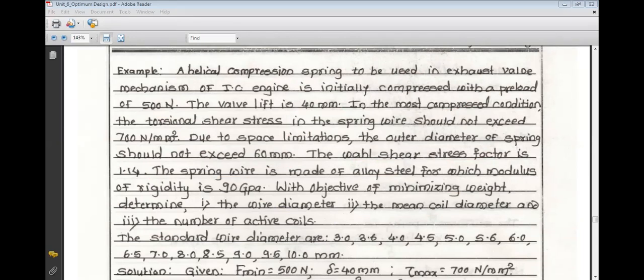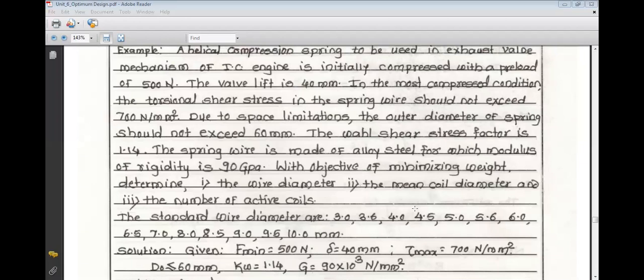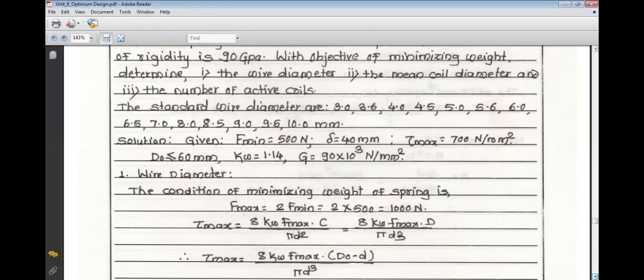So what are the given data in this problem? First, the force is given, that is minimum force 500 Newton. Then the deflection is given as 40 mm. Then torsional stiffness is given as 700 Newton per mm square. Now this is the limiting parameter: the outside diameter DO should be less than or equal to 60 mm. Then the Wahl shear stress factor KW is given, and the modulus of rigidity is given. Now we have to find the wire diameter, then the mean coil diameter, and the number of active coils.